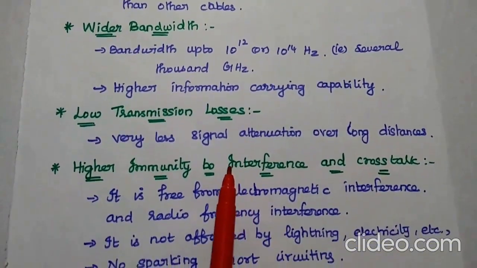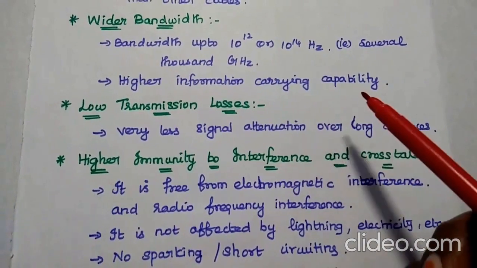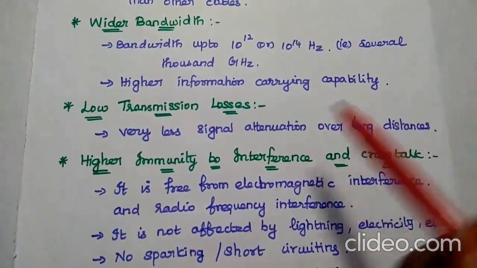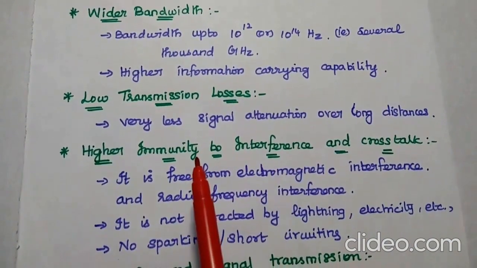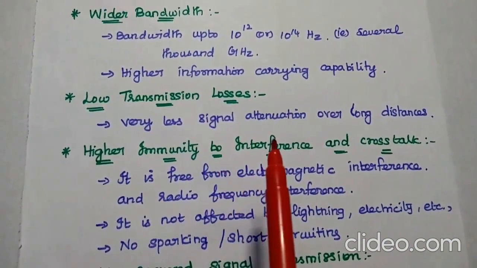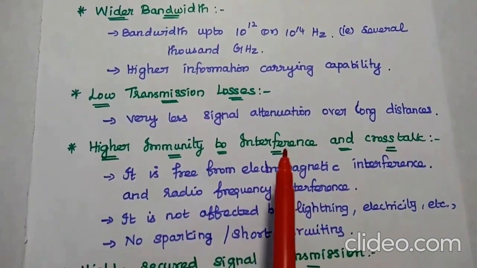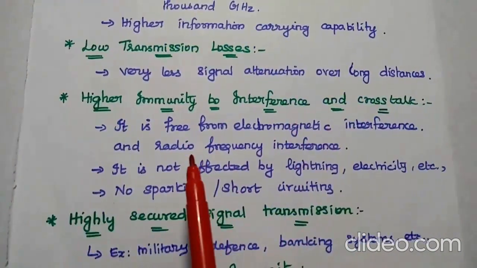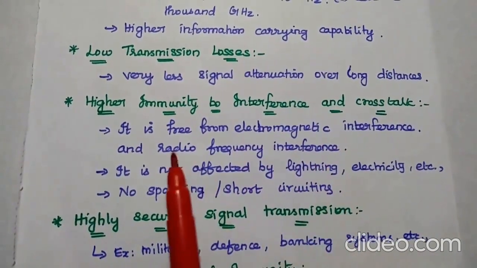Then higher immunity to interference and crosstalk. So it is free from electromagnetic interference and radio frequency interference. It won't get affected by lightning, electricity, etc. No sparking or short circuiting. So these are the main immunities that avoid interference and crosstalk.